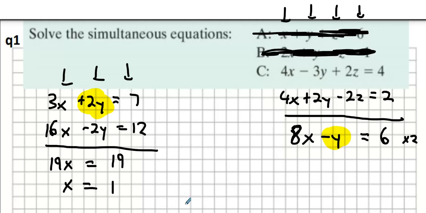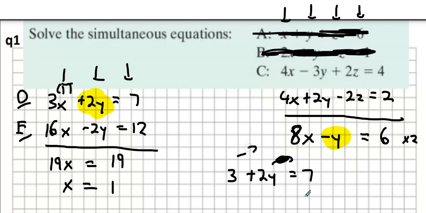Now, you can choose either equation to put it back into. You can choose equation D or equation E, whichever one you want. I'll just choose D. So it's going to be 3 times 1, isn't it? 3 times 1, 3 plus 2y equals 7. The 3 over to your side. What do we get? Y equals 2. 13 marks right there.